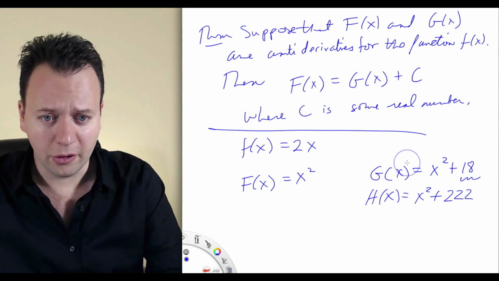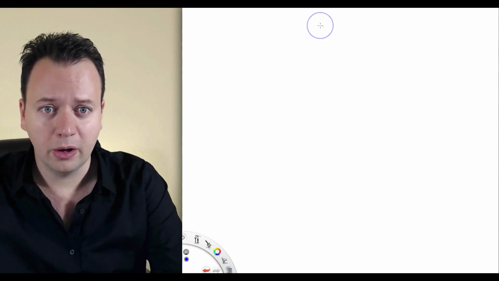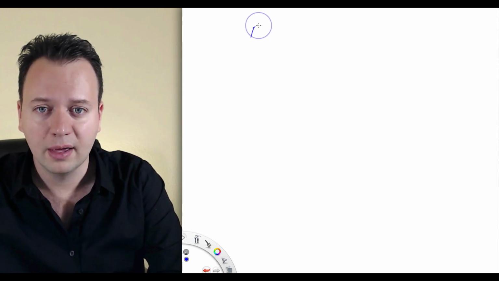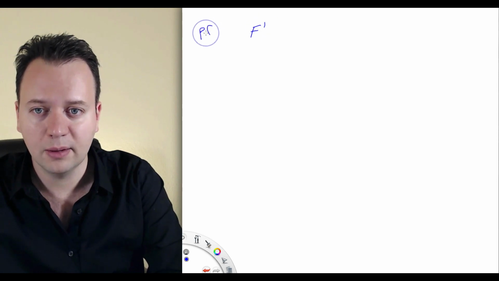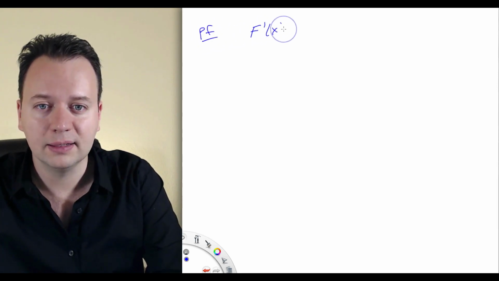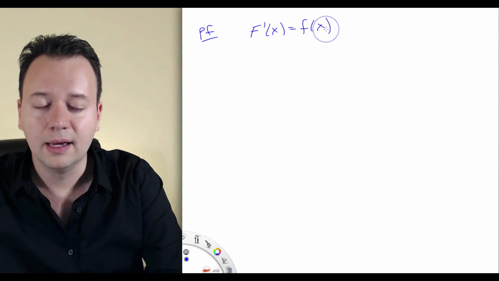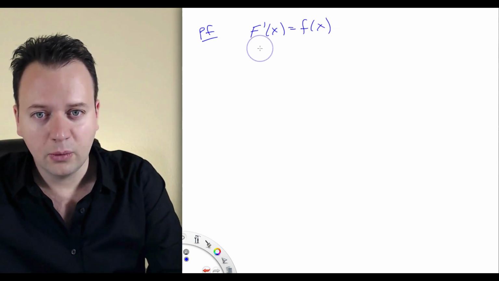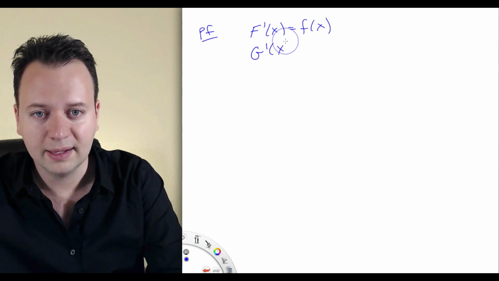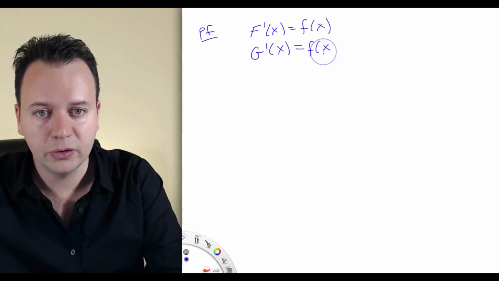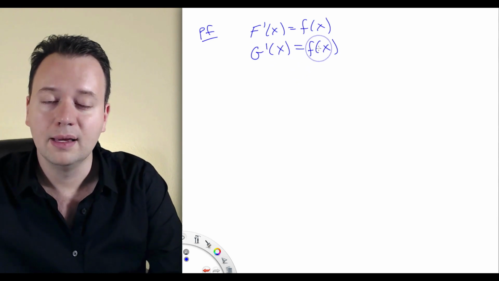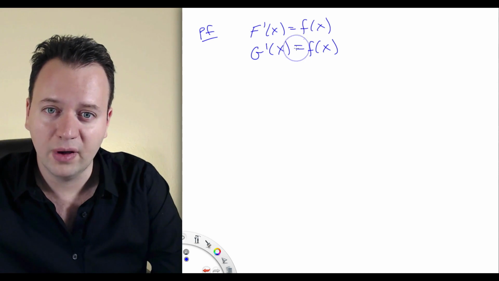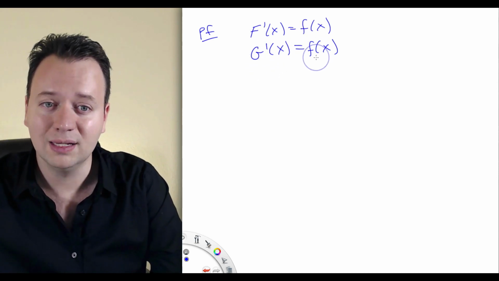To prove this theorem, since capital F and capital G are both antiderivatives of little f, we'll say proof: the derivative of capital F of x has to equal little f of x, because by definition, capital F is an antiderivative of little f. And we also saw that capital G of x is an antiderivative of little f, so that means the derivative of capital G is equal to little f of x. Okay, so the derivative of capital F is little f of x, and the derivative of capital G is little f.